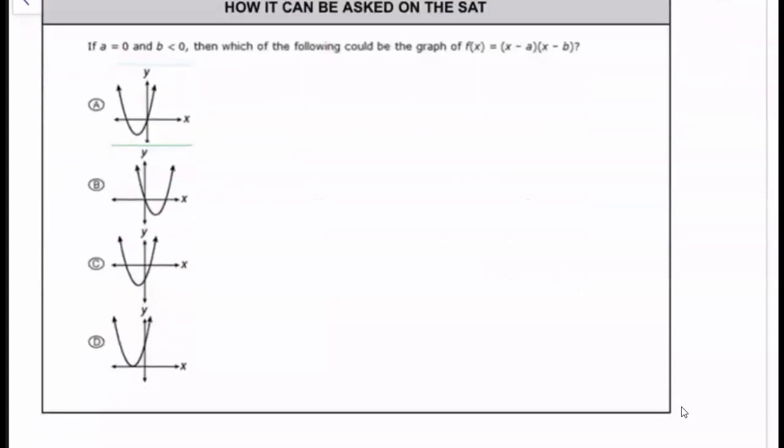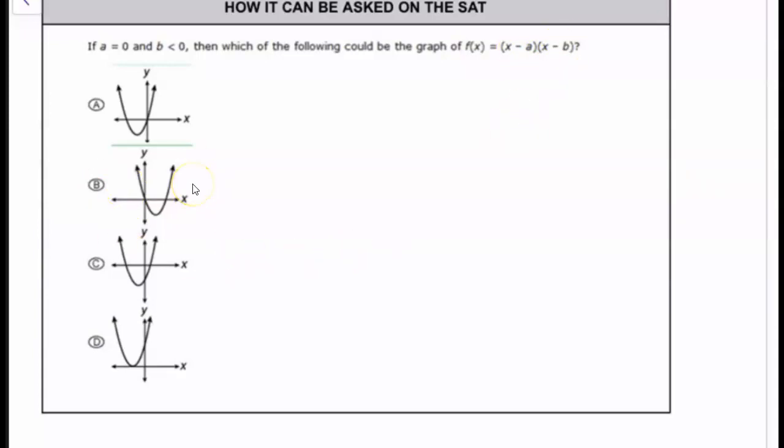And then the last one is a past SAT question. So how can it be asked on the SAT? This one, for the SAT, is very theoretical. It's very much like, do you understand the basic math ideas? So remember earlier we asked, what's the difference between our x-intercepts and our factored form? Well, remember, they're opposite signs. Now you might say, okay, well, that means negative, negative should be positive, positive.